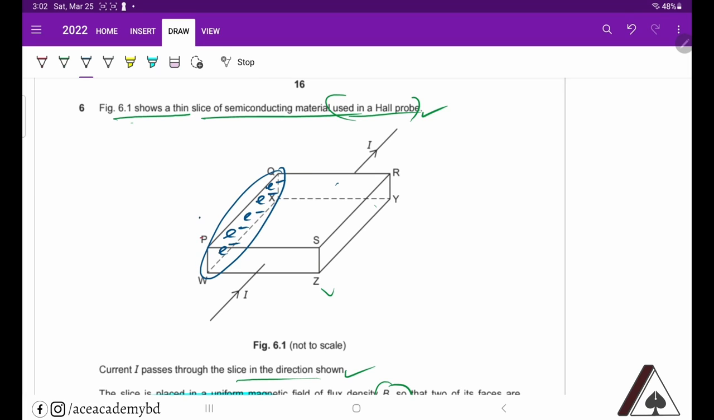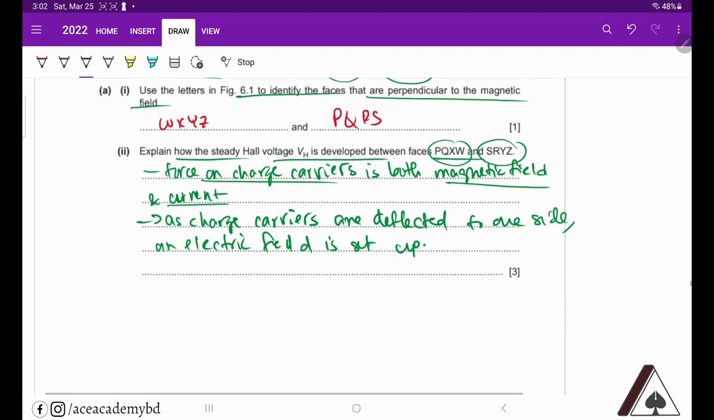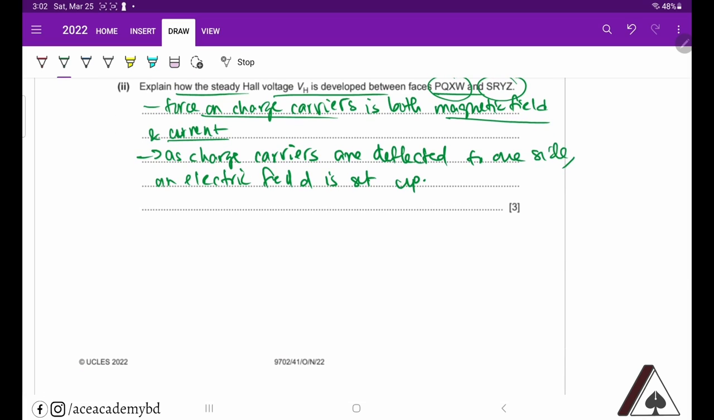This means that this side becomes more negative and this side becomes more positive. So due to this difference in charges between these two plates, an electric field is created. Since an electric field is created, a Hall voltage will be developed. So basically, the electric field and magnetic forces on the charge carriers are equal and opposite.